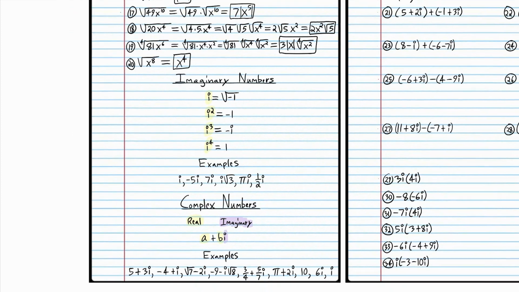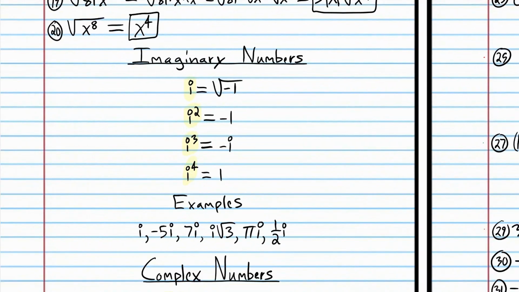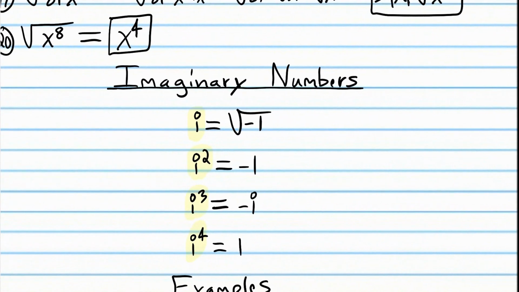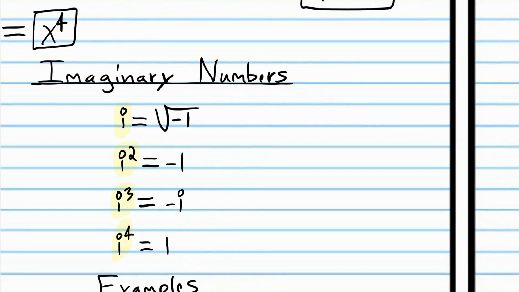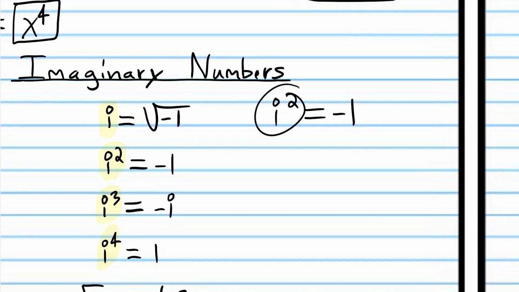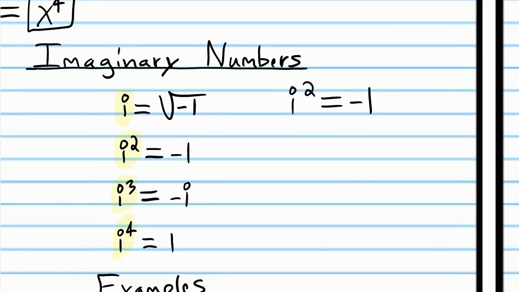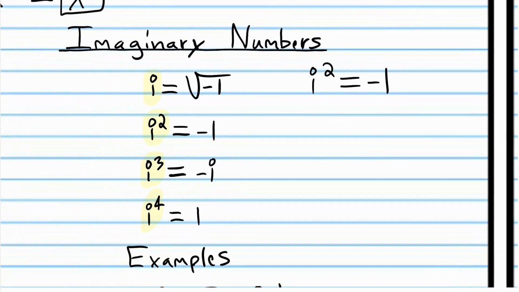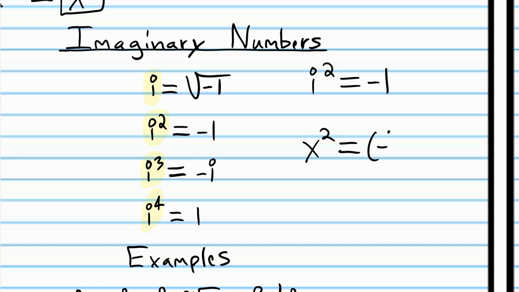All right, so now we're going on to imaginary numbers and complex numbers. But first, imaginary numbers. Now, an imaginary number is a number such that when you square it, you get a negative number, -1 specifically. So when you square i, you get -1. Now, do you see a problem with that? That's impossible. How can you square a number and get a negative number?